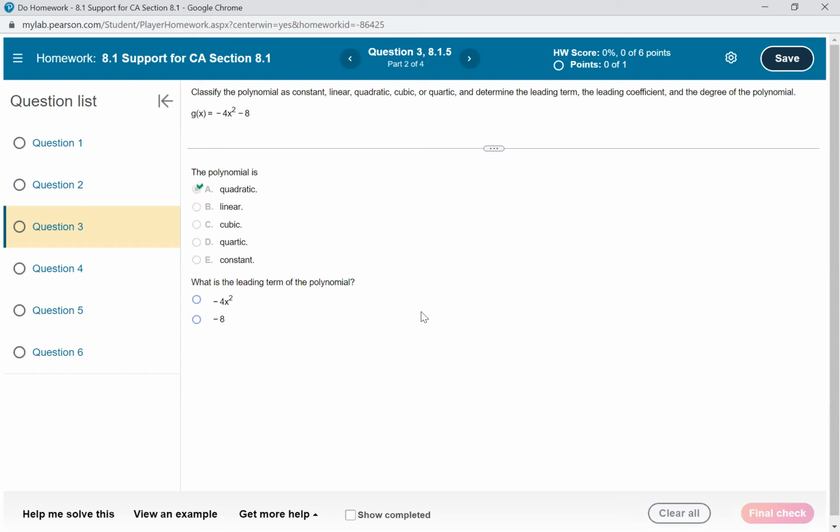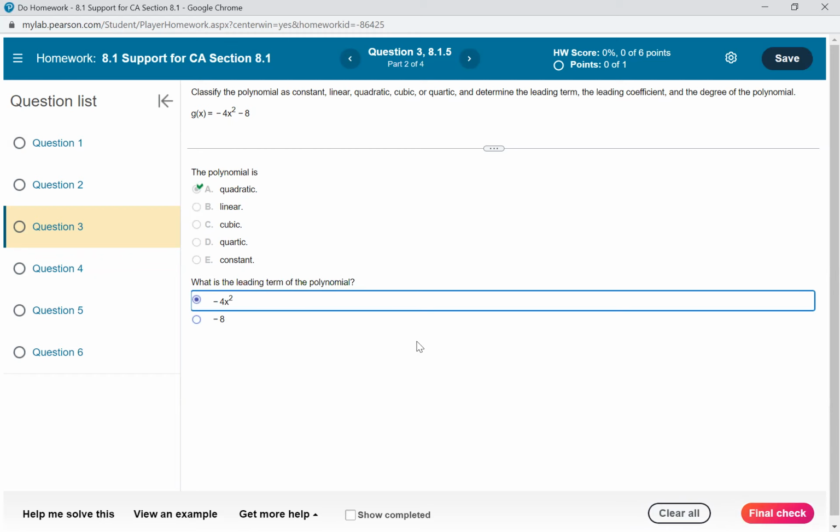Then it wants to know what is the leading term. Well, they're breaking the 2 terms out as a negative 4x squared and a negative 8. Well, the leading term contains the highest exponent, so that'll be the negative 4x squared term.